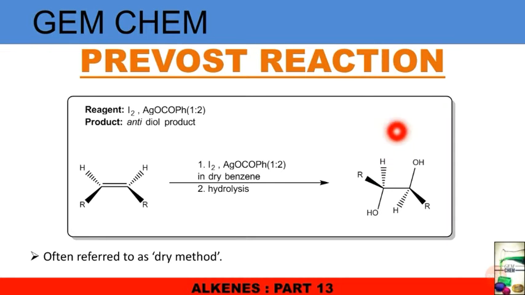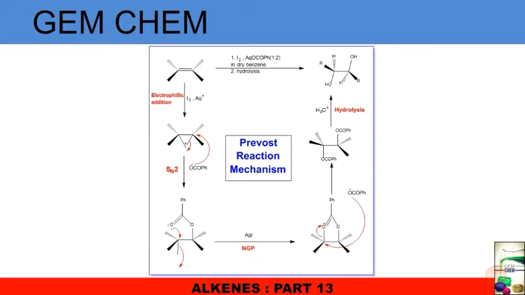Now what do we mean by the Prevost reaction? Here the reagent is iodine and AgOCOPh, taken in the ratio of 1:2, and we get an anti-diol product. This is an alkene, and on adding this reagent followed by hydrolysis, there is formation of an anti-diol product. This method is known as the dry method as there is no usage of water in the first step. So this is the mechanism.